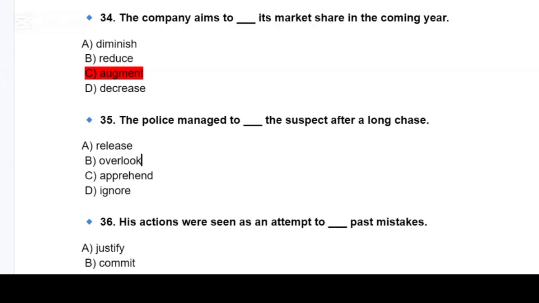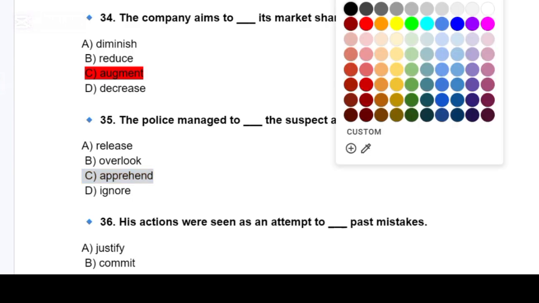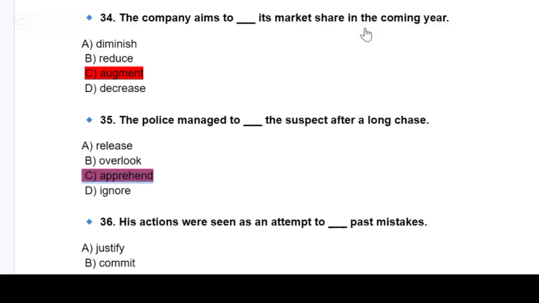The police managed to dash the suspect after a long chase. The police were chasing the suspect, and the police managed to release the suspect, no. Overlook the suspect, no. Apprehend or ignore. So apprehend here is correct, and apprehend has two meanings.